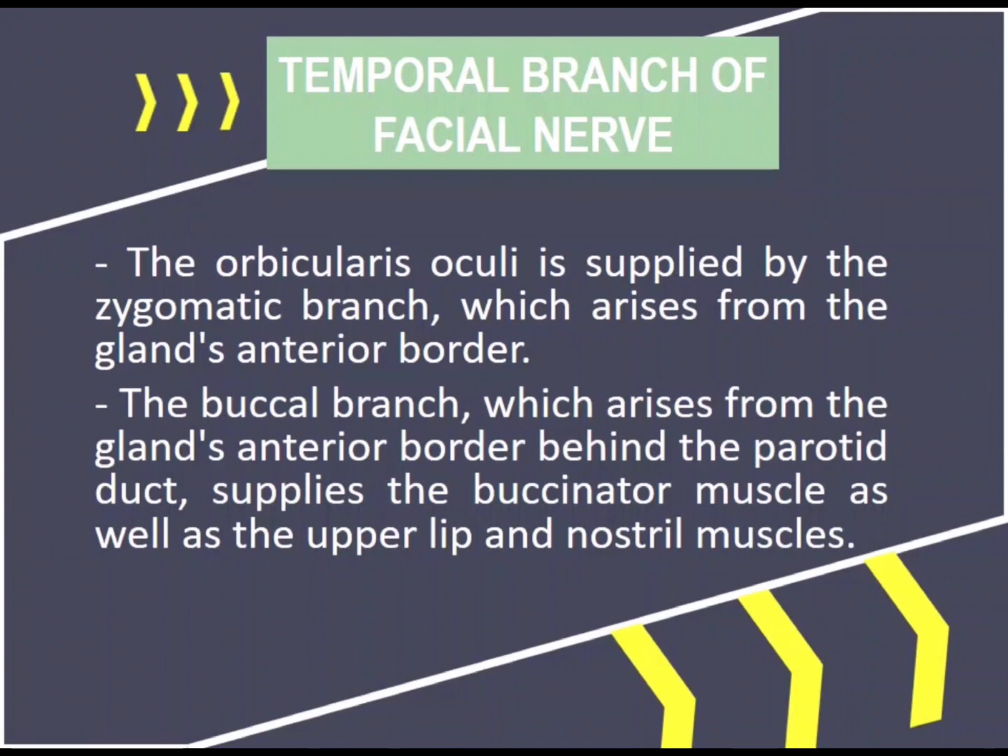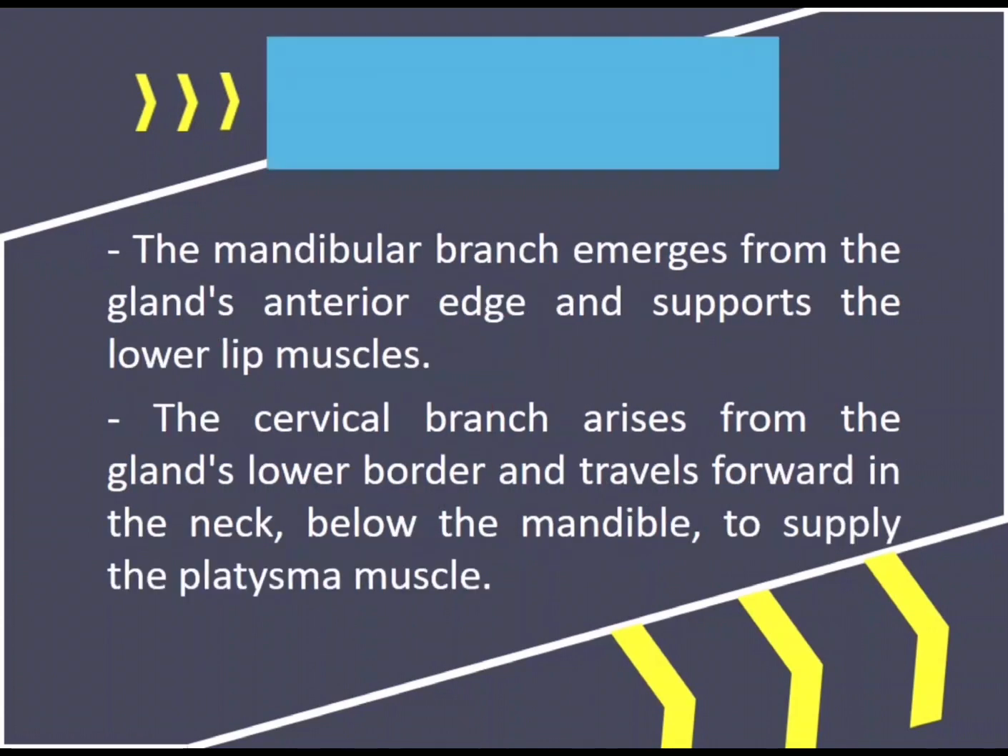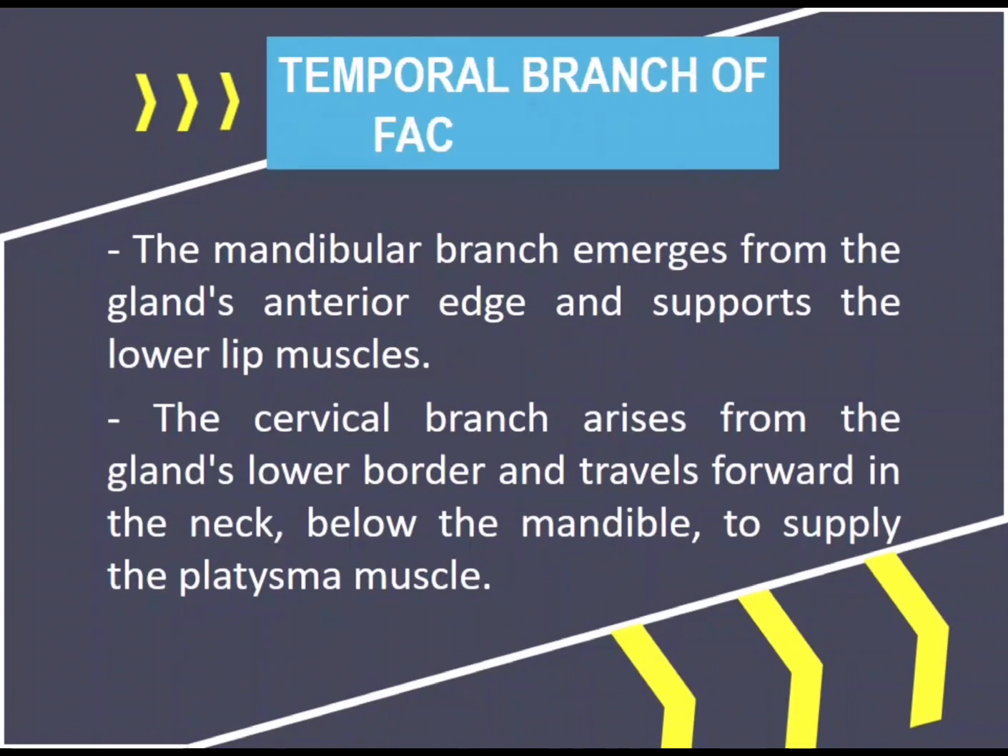Third is the buccal branch, which arises from the gland's anterior border behind the parotid duct, and supplies the buccinator muscle, as well as the upper lip and nostril muscles. Fourth, we have the mandibular branch, which emerges from the gland's anterior edge and supplies the lower lip muscles. Last is the cervical branch, which arises from the gland's lower border and travels forward in the neck, below the mandible, to supply the platysma muscle.